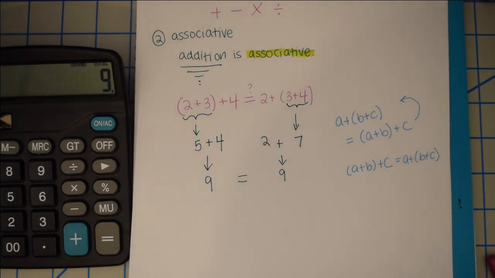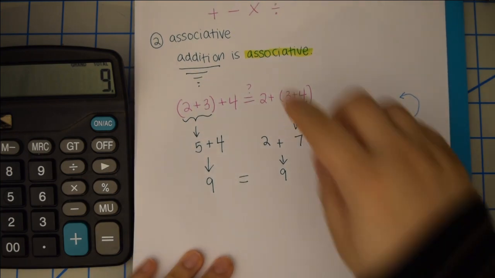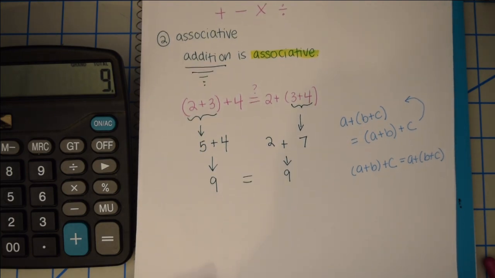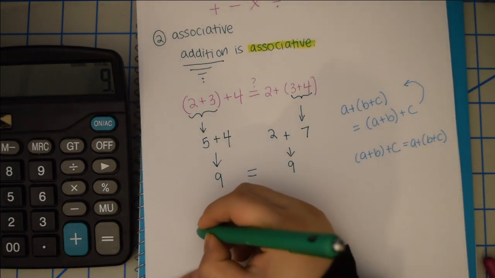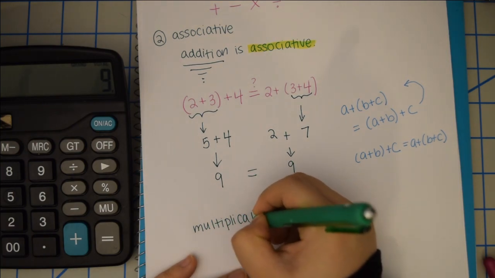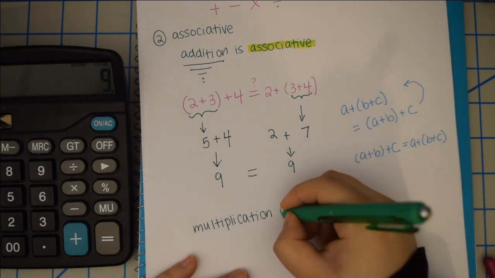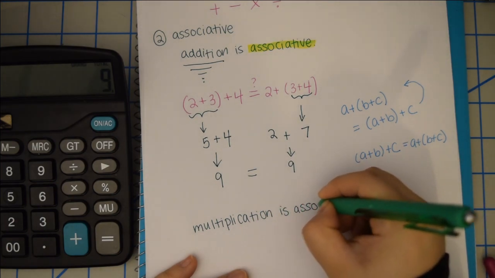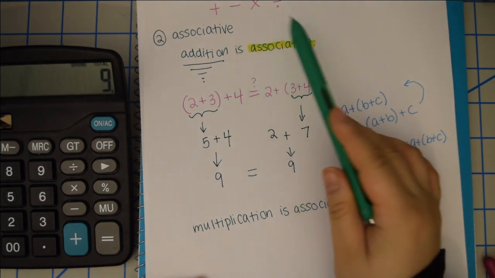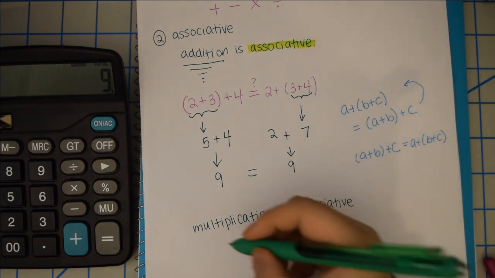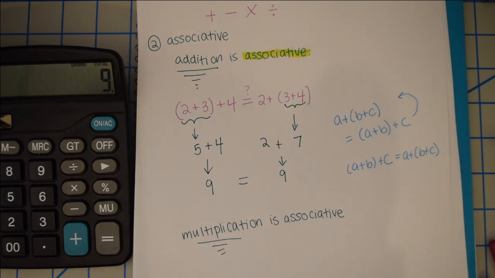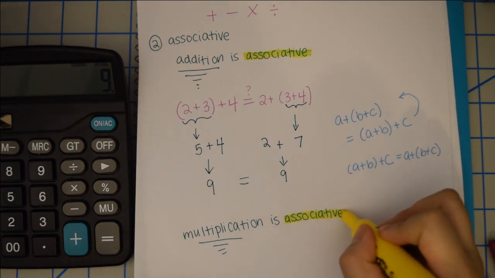So again, you can try this for each of these other three operations. But again, spoiler alert, multiplication is associative, but sadly, subtraction and division are not. So it's all about the grouping.